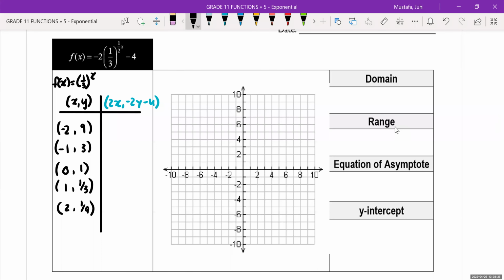So I'm going to just draw the graph of the original function, which is going to be -2, 9, -1, 3, 0, 1, 1, a third, and then a 9. And I know, even though I'm not drawing the asymptote, there is definitely one at y is equal to 0.